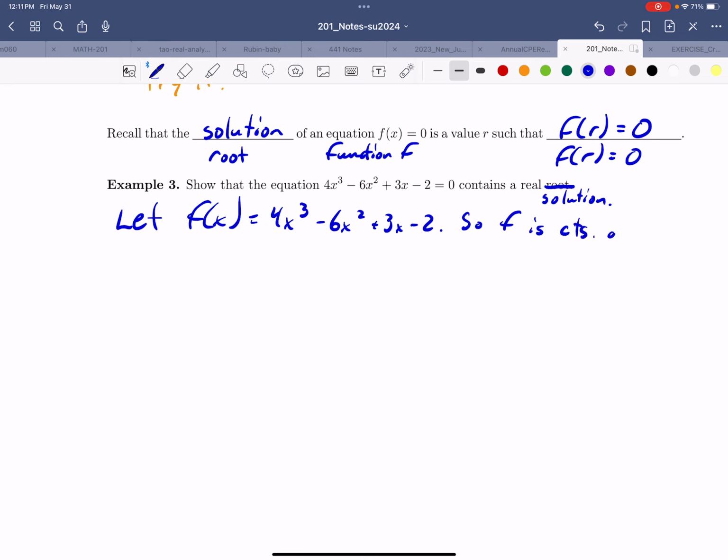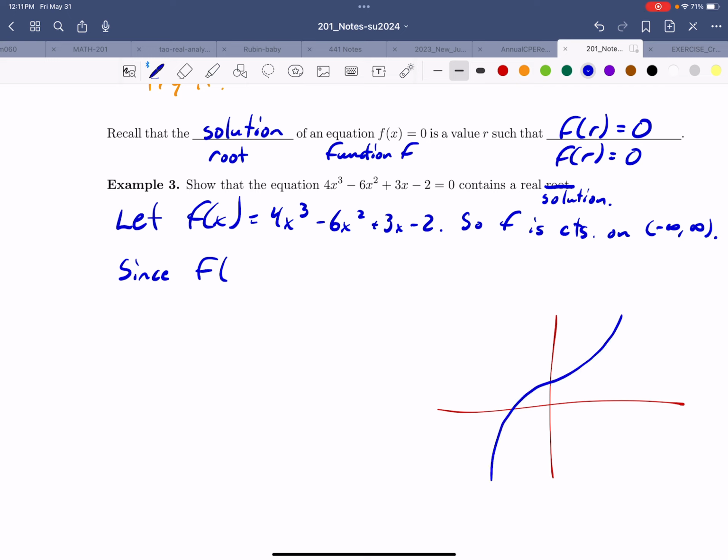So f is continuous everywhere, right? Okay, so I guess I'll just say, since f of, I don't know, I need some value, right? You see, I'm trying to show that the equation equals 0. I'm trying to show that our graph looks something like this, and that there's some x value where y equals f of x equals 0. I don't know what it is, but I just want to show it exists. So I need to find some value that gives a negative value, right? So maybe, I guess we know that f of 0 equals negative 2, and that's less than 0.